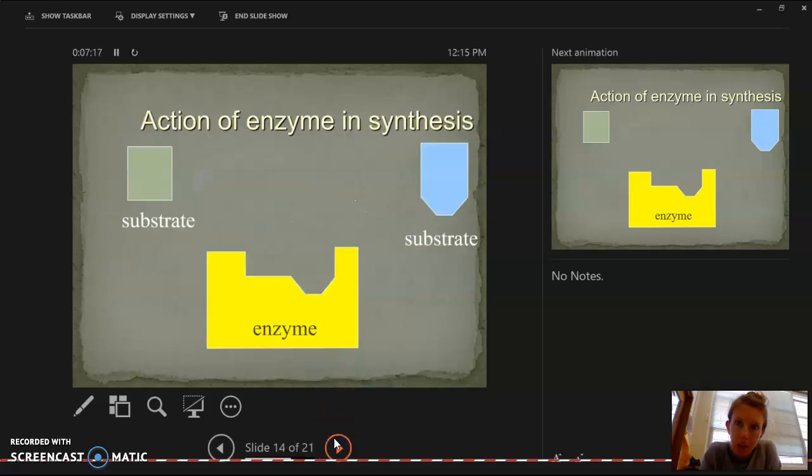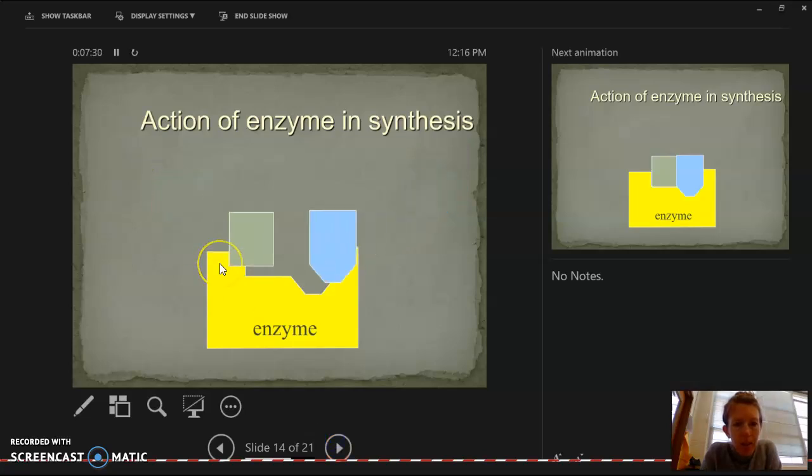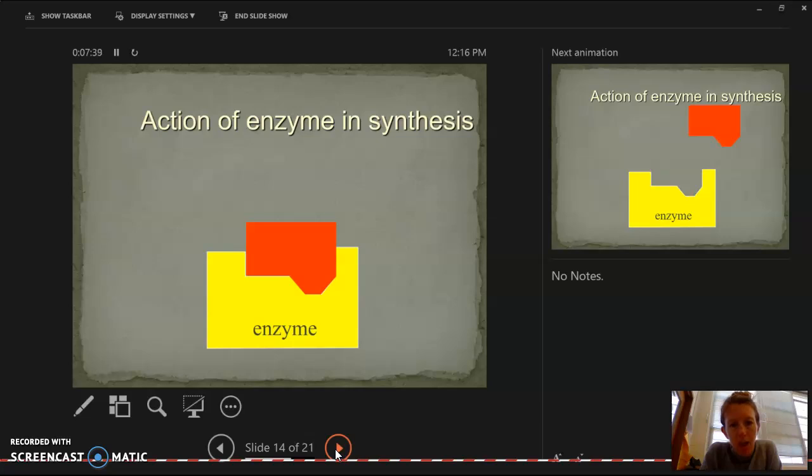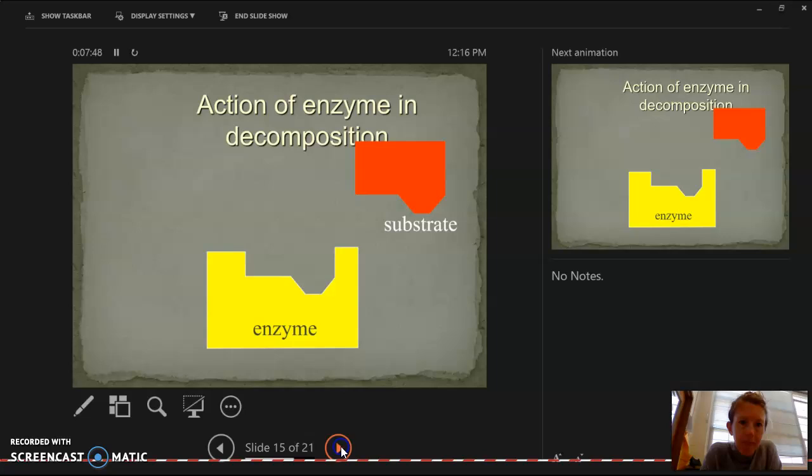So enzymes can work two ways. They can help synthesize or produce products, or they can help break things down. This is an example of a synthesis reaction. We have two individual substrates fitting into the active site, and it forms what's called the enzyme substrate complex. That's converted into product, and then it's released. And notice the shape of the enzyme does not change, and it's also ready to perform more reactions.